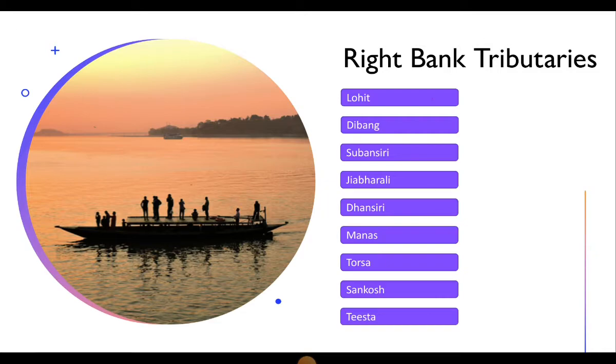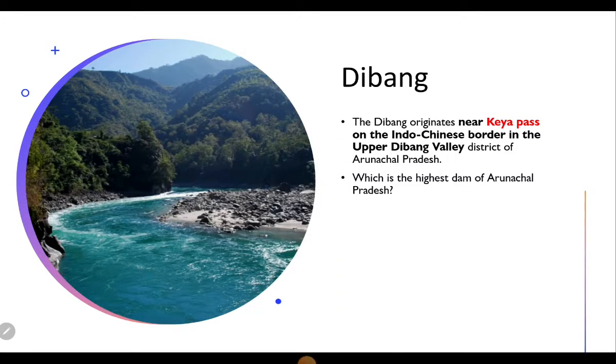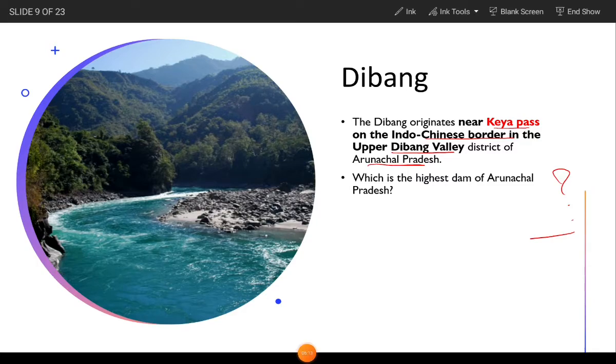Now, let's see the second. We have completed Lohit. Now, let's see Dibang. The Dibang originates near the Kea Pass on the Indo-Chinese border in the Upper Dibang Valley district of Arunachal Pradesh. And now I want to ask you a question: which is the highest dam of Arunachal Pradesh? So yes, the correct answer is Dibang Dam.